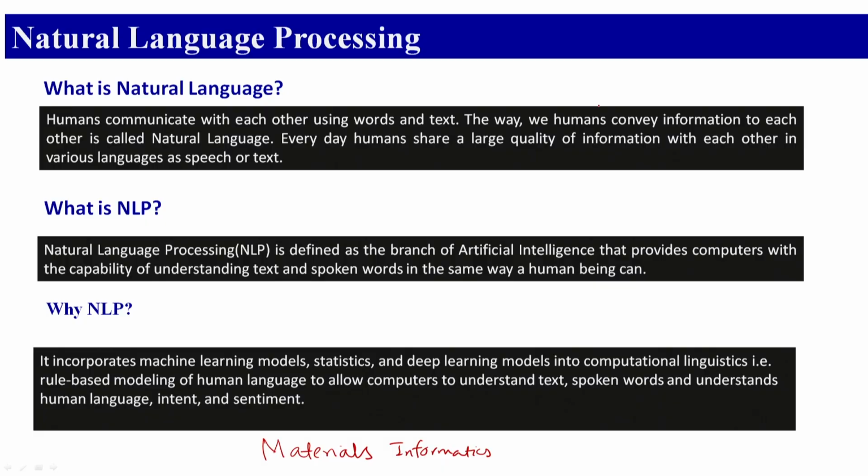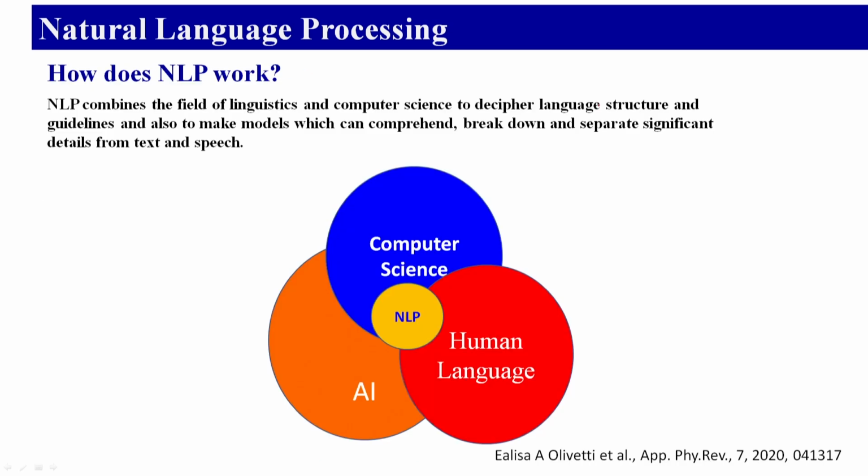So, in order to do that, we have to make computers learn the rule-based modeling of human language. That is the main task. And how does it work? Well, it combines three important fields. It obviously combines human language, the language you speak, with AI tools and computer science. AI tools means statistical things, right? So, it combines linguistics, that is the language, computer science as well as AI. AI is needed because it requires machine learning and deep learning to be used, right?